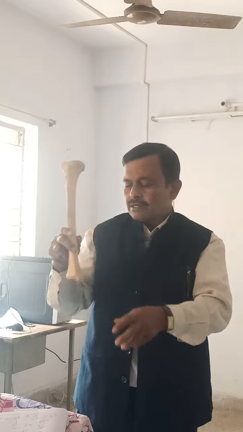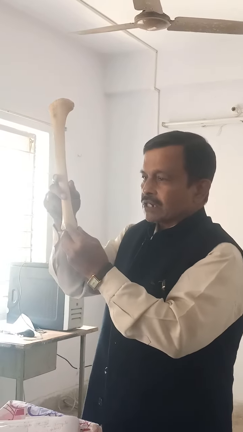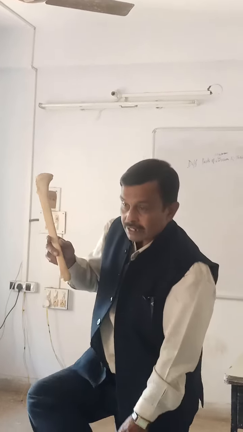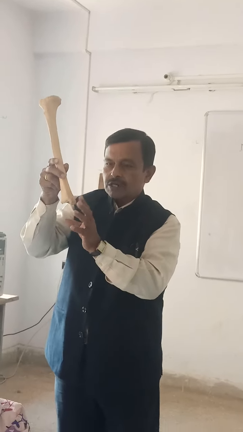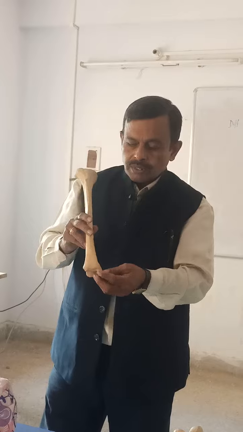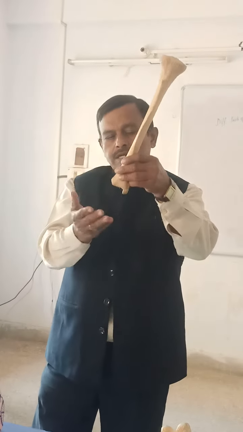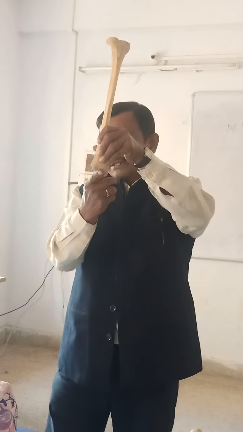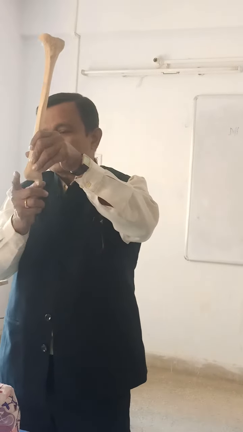Now the lower end has a projected portion that is known as the malleolus, the medial malleolus in the ankle. On the medial side of the ankle there is a projected portion that is known as the medial malleolus. On the inferior surface of this lower end there is an articular surface for articulation with the talus, forming the talocrural joint or talotibial joint or ankle joint.